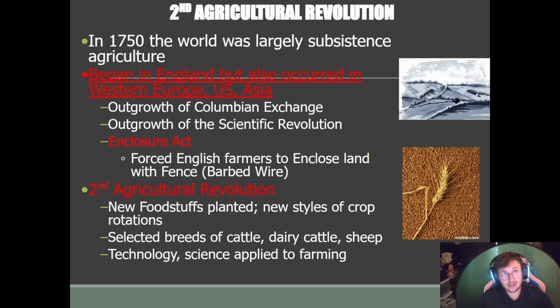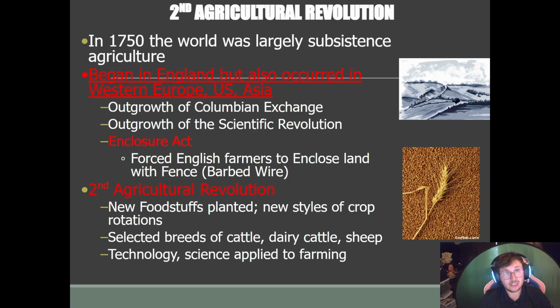So let's talk about the Second Agricultural Revolution. In 1750, the world was still largely subsistence agriculture, but the Second Agricultural Revolution really begins in England, but also Western Europe and kind of the US and Asia. It starts as an outgrowth of the Columbian Exchange, an outgrowth of the Scientific Revolution, with new ways to farm, new crops to farm, kind of globalized crops, easy to grow crops.